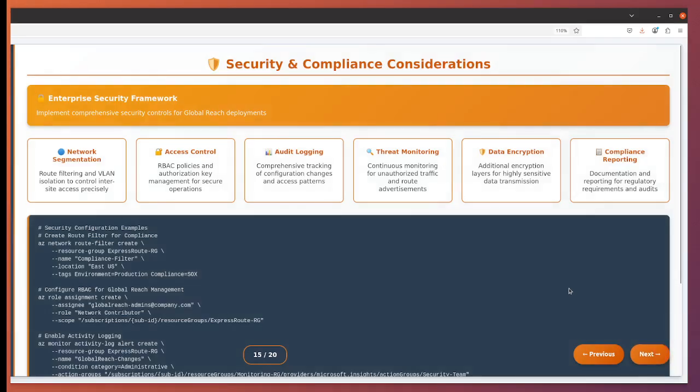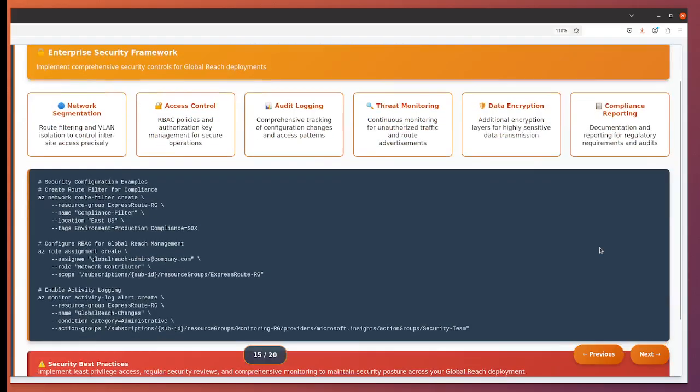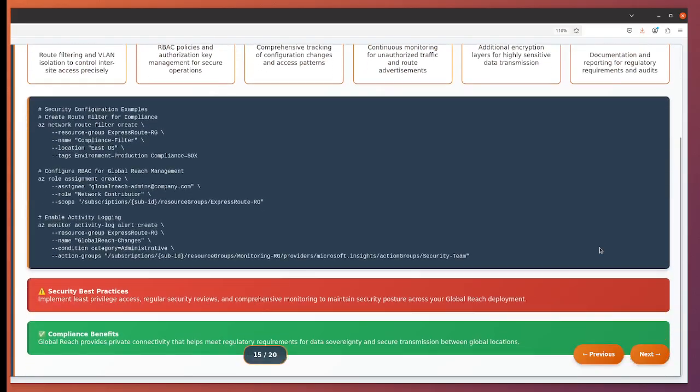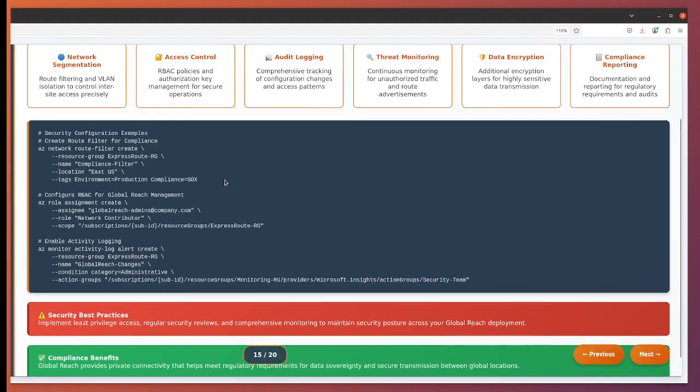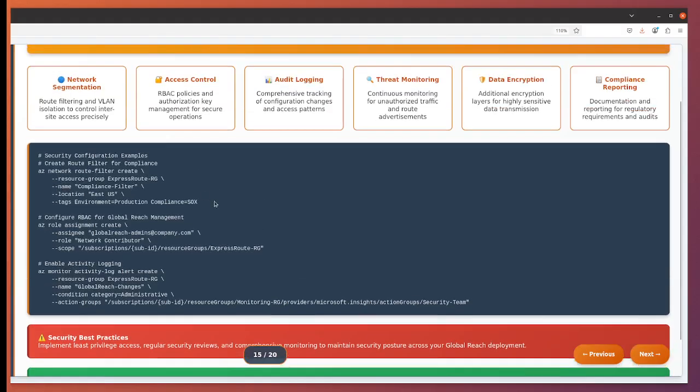Security and compliance considerations. Global Reach introduces specific security considerations that require careful attention in enterprise environments. The security controls shown represent best practices for Global Reach deployments. Let me explain each control in detail. Network segmentation ensures that Global Reach connections don't inadvertently expose sensitive networks. Use route filtering to control exactly which subnets are accessible across sites.